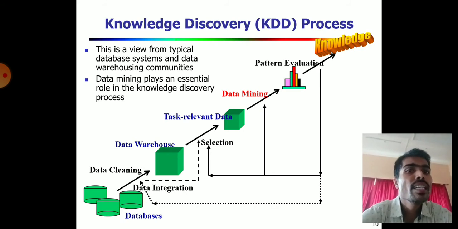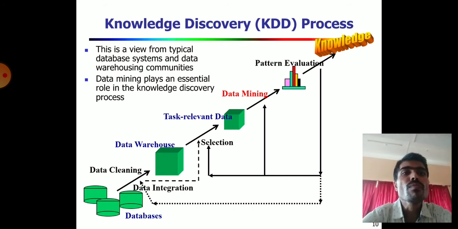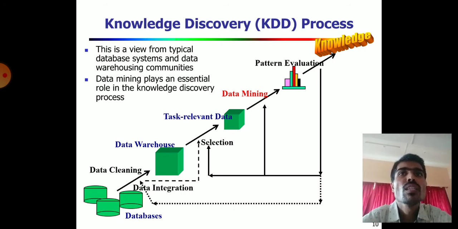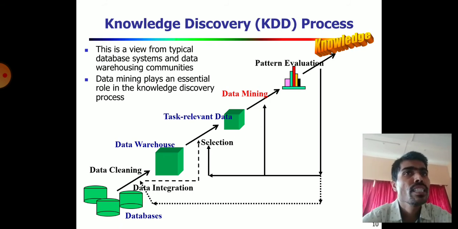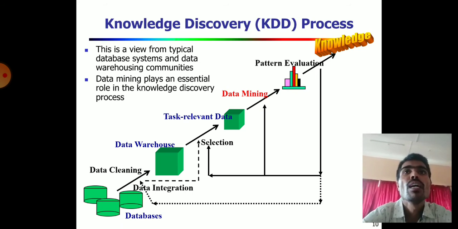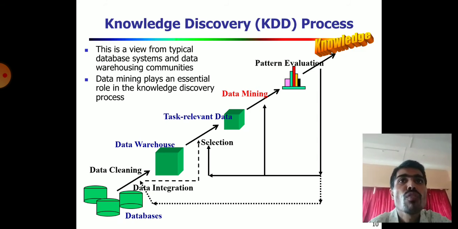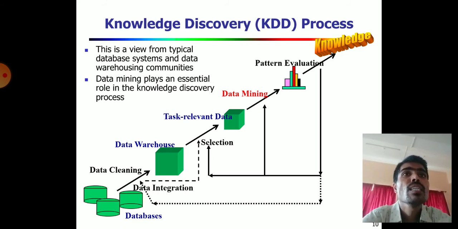Then creating a target set from the data warehouse, focusing on a subset of variables or data samples on which discovery is to be performed. Then we come to data cleaning and data integration, the pre-processing. For example, removal of noise and outliers, collecting the necessary information to model or account for noise, strategies for handling missing data fields, and accounting for time sequence information and known changes.